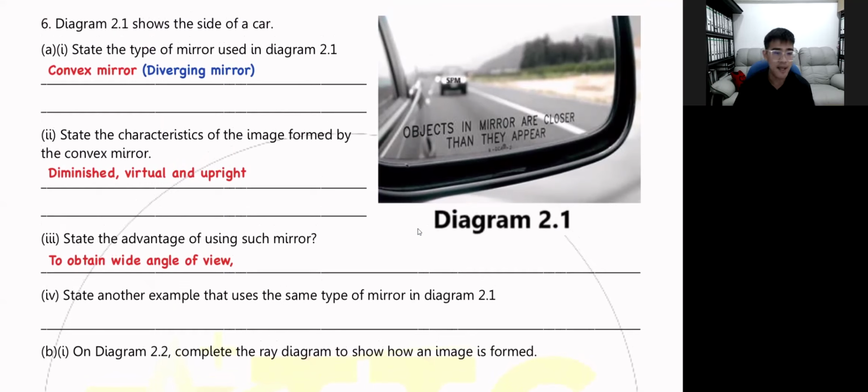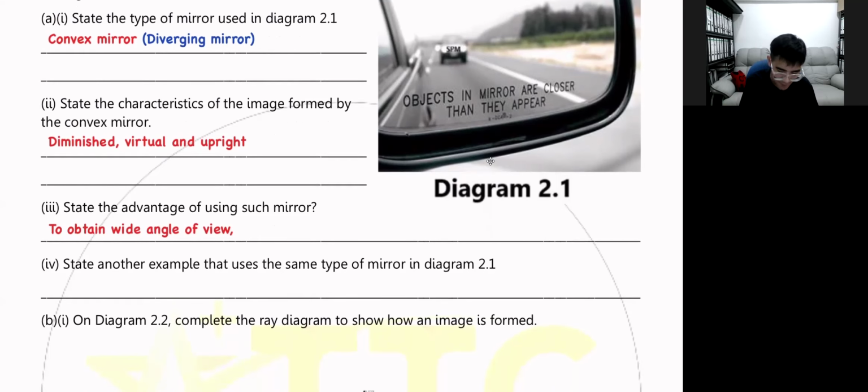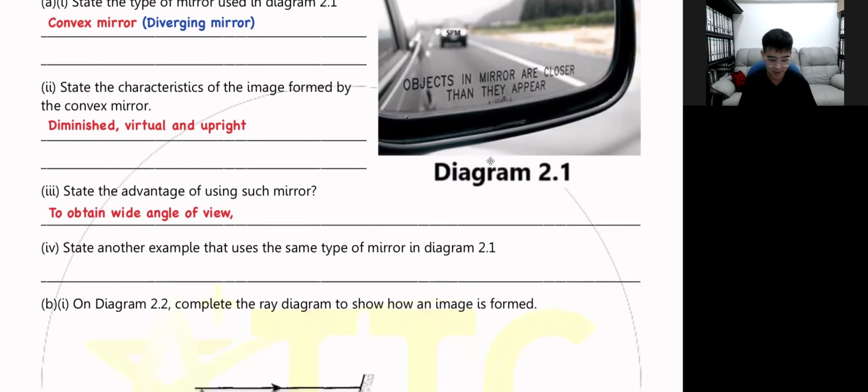Okay, so other than using this type of mirror as the side mirror of the car, question A4 then asks, state another example of a mirror that uses the same type of mirror in diagram 2.1. So other than the side mirror of the car, what else? Where do we use this type of mirror? In which situation will we use a convex mirror? Yes. For convex mirror, remember, it will be used as a security mirror.